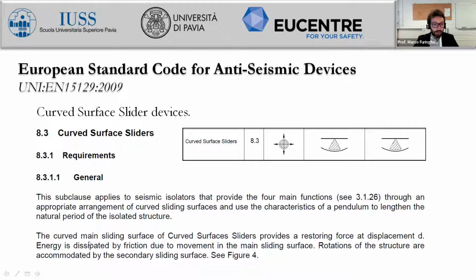And we have to remember that not only is the restoring force provided through the spherical shape of the sliding surfaces, but also the high energy dissipation capacity is provided by the frictional response. And also there are rotations which have to be allowed, because generally they could be installed within bridges rather than buildings, and we could also have relative rotations between the top and the bottom plates.